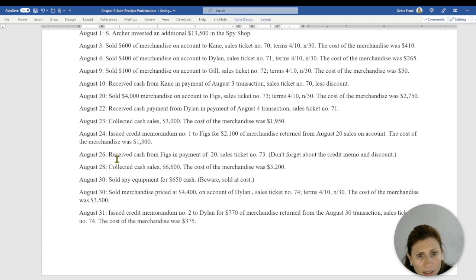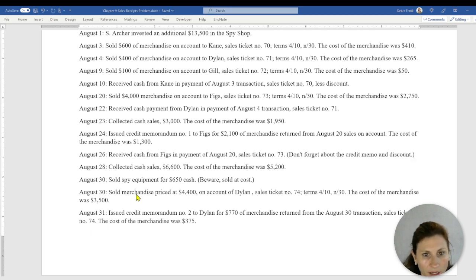All right, they received cash from FIGS in the payment of, oh, let's fix that. Okay, we're better now. Excuse me, we have received cash from FIGS in payment of August 20th. So I was missing August 20th. I was like, I don't know why. So I made a mistake there. But we got it now. So received cash from FIGS in payment of August 20th.